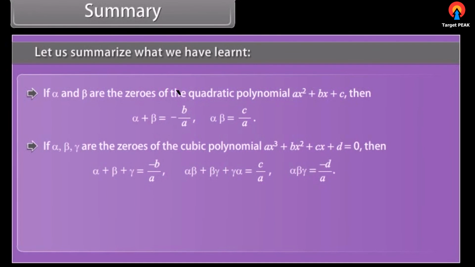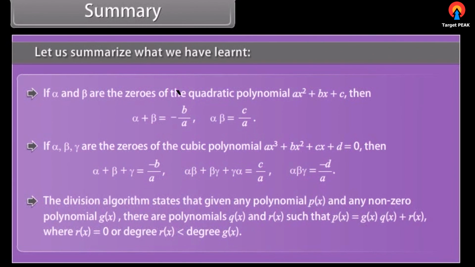If alpha, beta, gamma are the zeros of the cubic polynomial ax cube plus bx square plus cx plus d equal to 0, then alpha plus beta plus gamma is equal to minus b upon a. Alpha beta plus beta gamma plus gamma alpha is equal to c upon a. Alpha beta gamma is equal to minus d upon a.